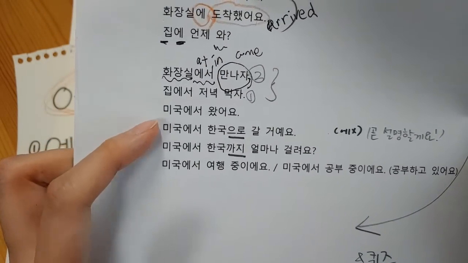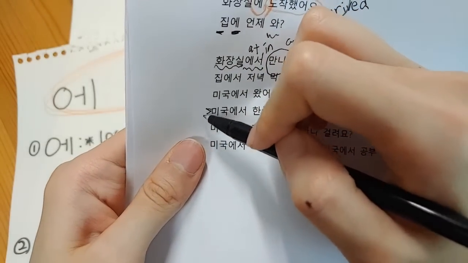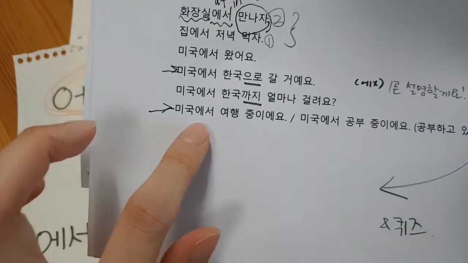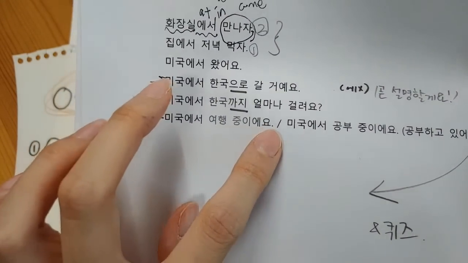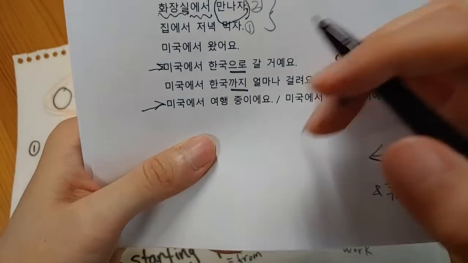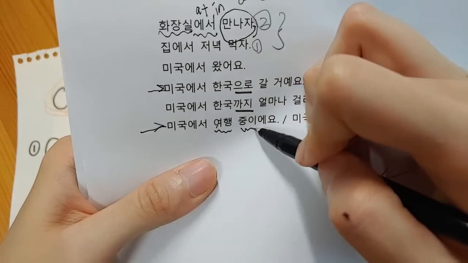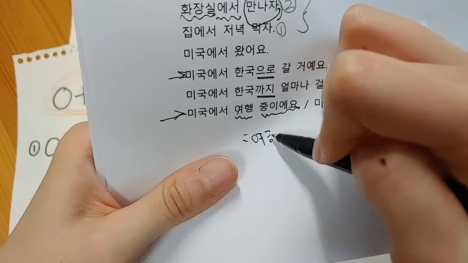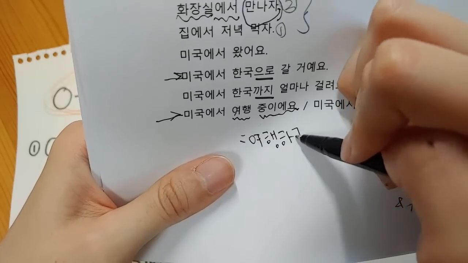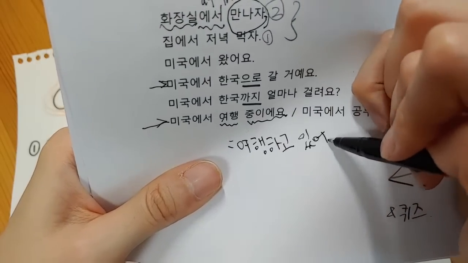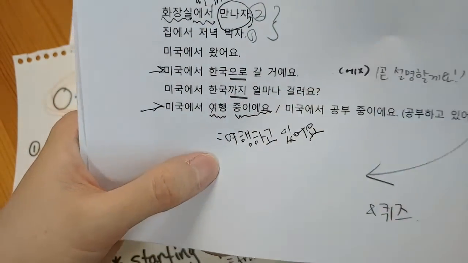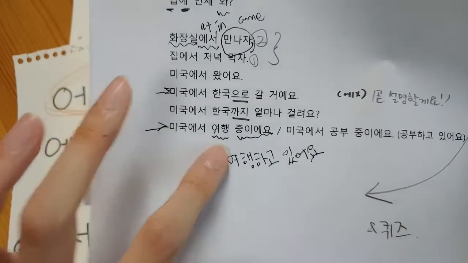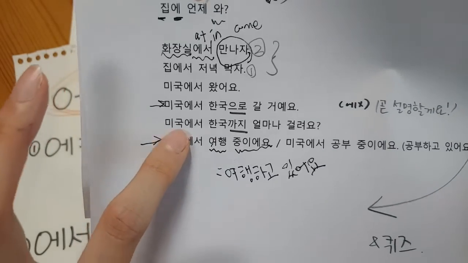And let's skip to this one. 미국에서 여행 중이에요. So we learned that noun 중이에요 means in the middle of noun. And it can also be changed to 여행하고 있어요 because it's a present progressive indicating that you're in the middle of doing certain action, right? So when you say 미국에서 여행 중이에요, it means I am traveling in the United States, 미국.